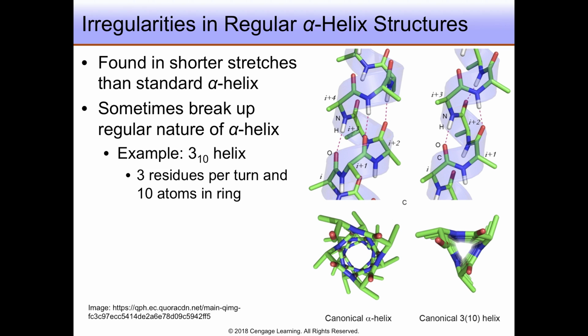If we take a look down the helical axis on the bottom and compare that to a standard or canonical alpha helix on the left, we can see a very distinct structural difference. Because of the stabilizing nature of its hydrogen bonds, we find that the alpha helix is very prevalent in nature.